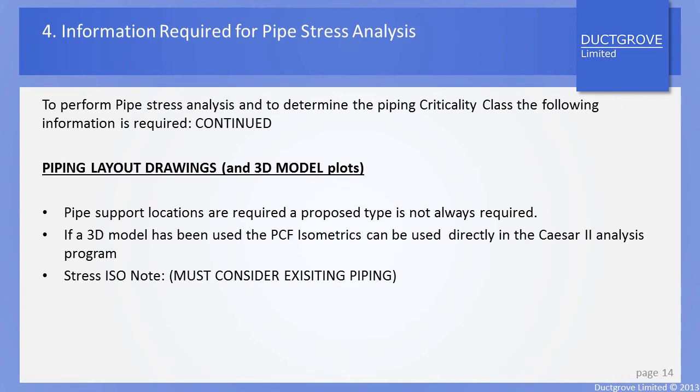Pipe support locations are not always required. These can be specified by the analyst. If a 3D model has been used, a PCF isometric can be imported directly into the CESA 2 analysis program. Any stress isometrics must also consider existing piping up to a fixed point or two changes in direction, which have either a guide or some point of fixity.